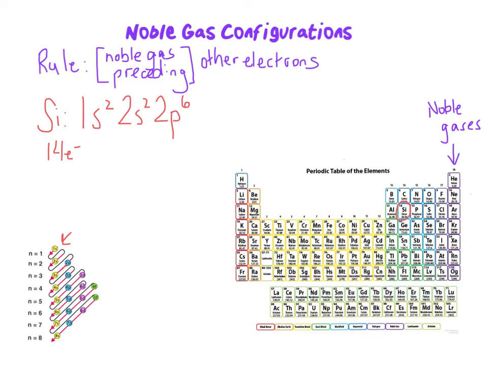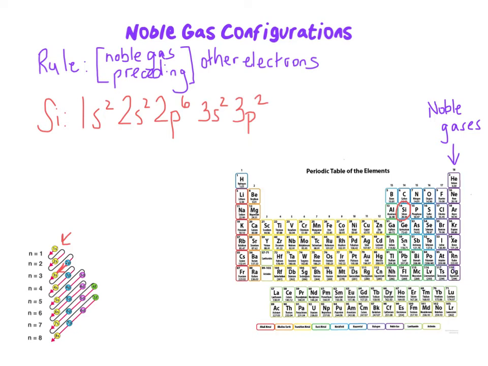So after 2p, I go to 3s. That's right here, and then it says I go up to the next one and I go 3p, and I only have 2 electrons left. So you notice I have 1s2, 2s2, 2p6, 3s2, 3p2. If I add all of these superscripts, or the exponents as most of you called them, up, you will see that equals 14.